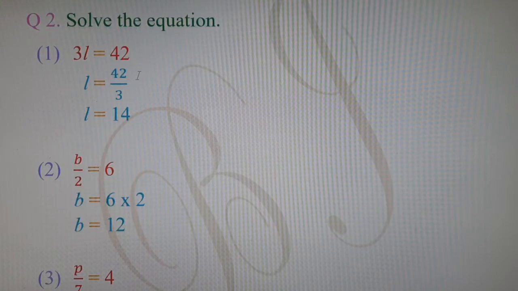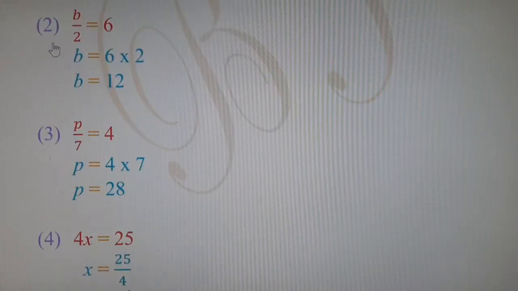Our answer will be 14 upon 1, or only 14. Hence the solution for this equation will be L is equal to 14. The answer is L is equal to 14. That is the solution for the equation. Let's go to the second question.